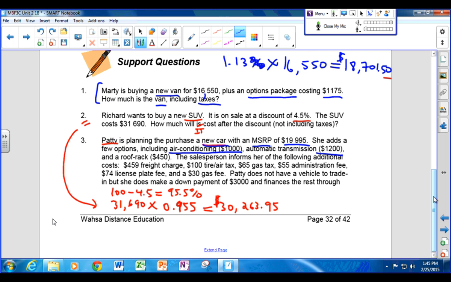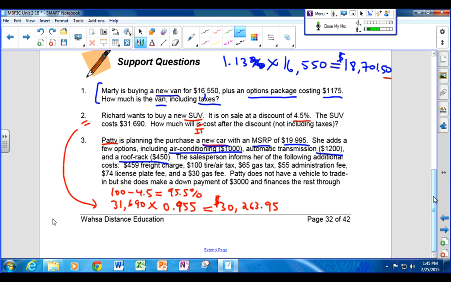And a roof rack. So maybe she's going to drive home every once in a while. She wants to put her stuff on top, save some shipping charges, right? Maybe she likes to go skiing or snowshoeing. She's going to put her stuff on the top of the car. So that's pretty good. Now, the salesperson informs her of the following.